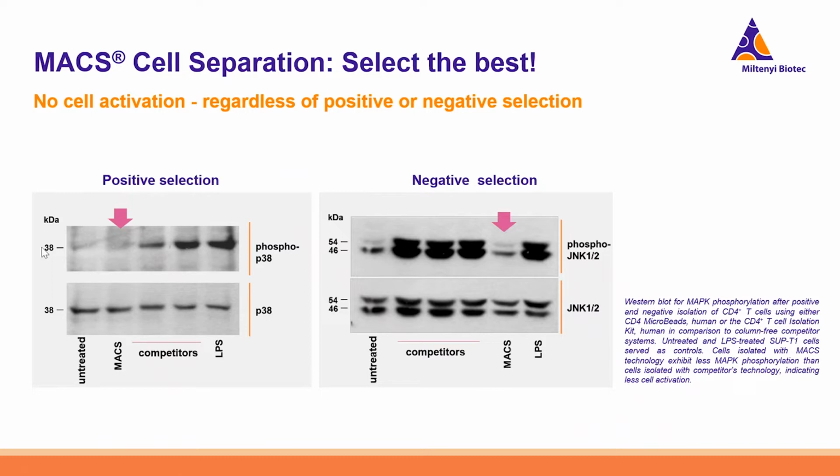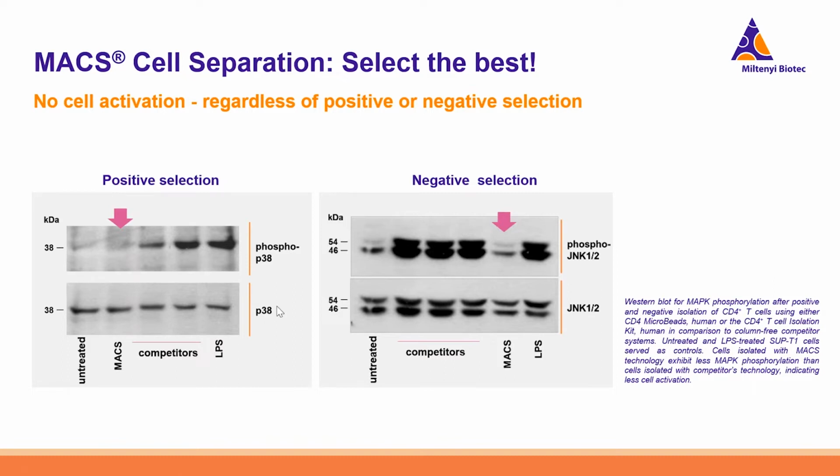On the left side, you see a Western blot for p38 phosphorylation after positive isolation of CD4 positive T cells using either CD4 MicroBeads, human, or two column-free competitors. Untreated and LPS-treated SUP-T1 cells served as negative and positive control, respectively. It can be clearly seen that cells isolated with MACS technology yield much lower phospho-p38 expression than cells isolated with the competitor technology.